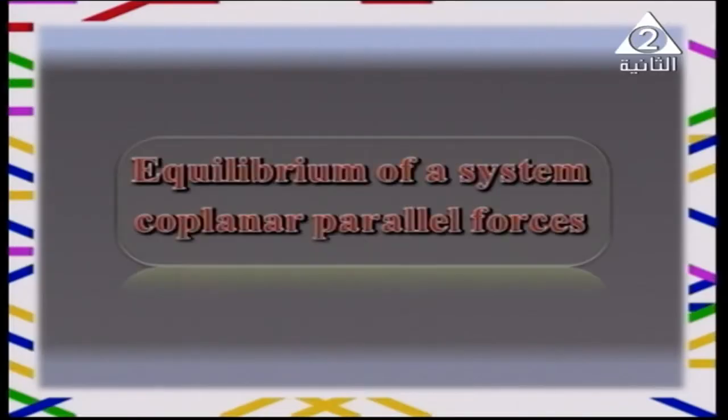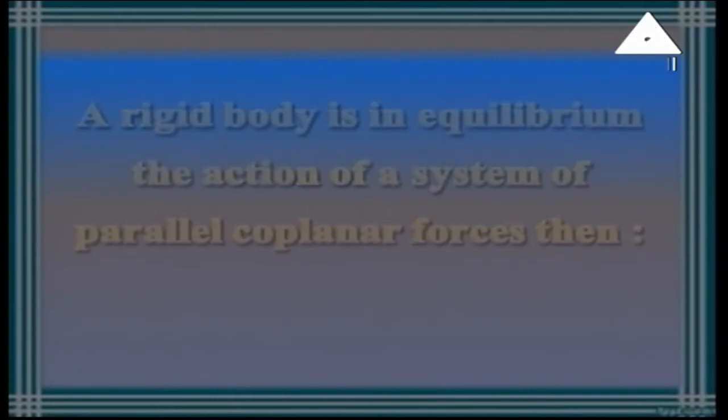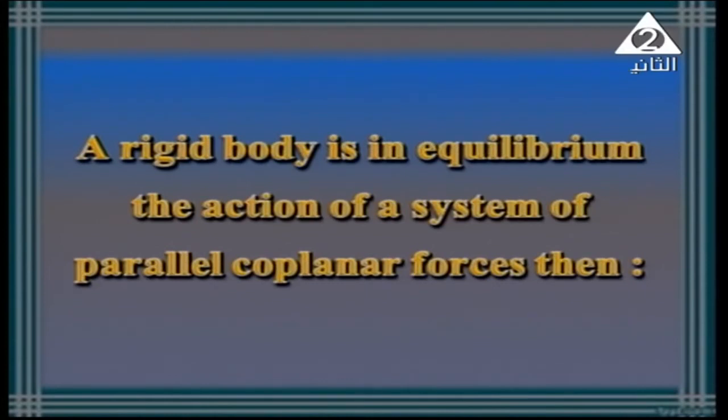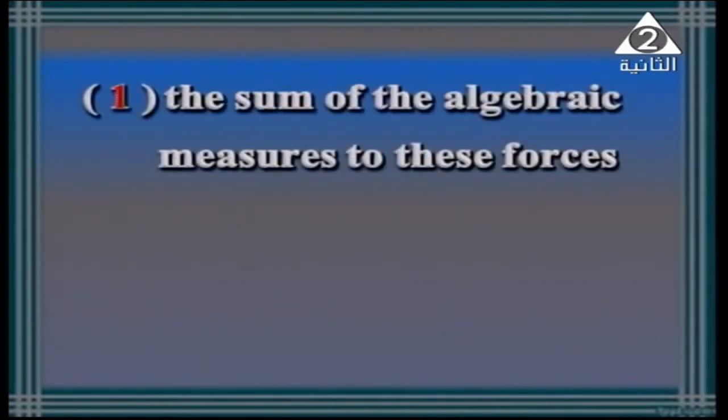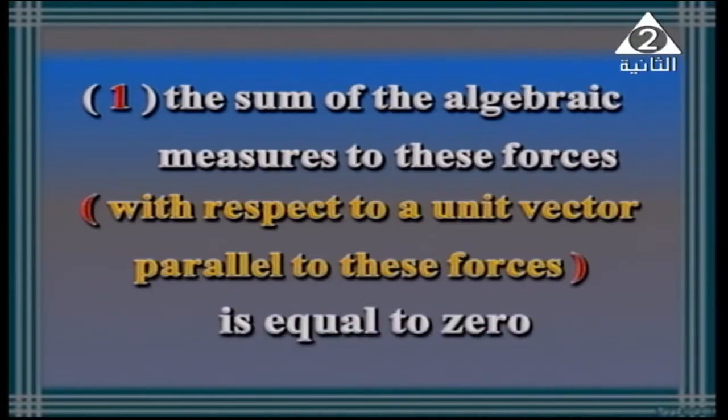My dear students, look at the introduction about equilibrium of a system of parallel forces. Look at the rule. What is the condition of equilibrium? The condition of equilibrium of parallel collinear forces acting on a rigid body is: if the body is in equilibrium under the action of a system of parallel forces, then number 1, the sum of the algebraic measures of these forces with respect to a unit vector parallel to these forces is equal to 0.